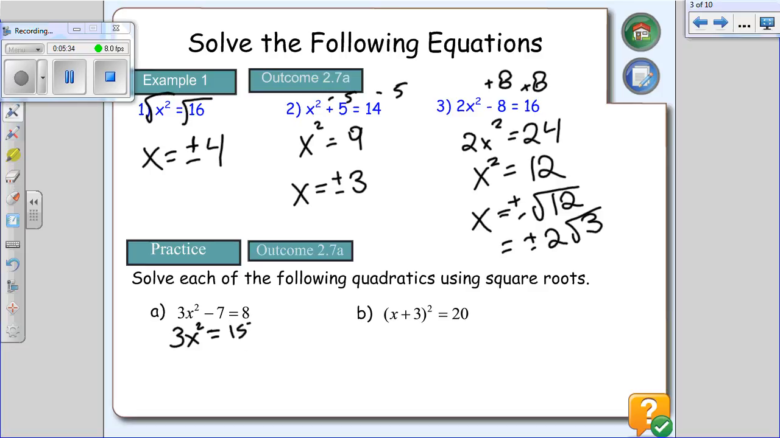Divide by 3. You have x squared equals 5. Ooh, that's going to be 5. Square root both sides, and you get x equals positive or negative square root 5. That's your final answer. Right.